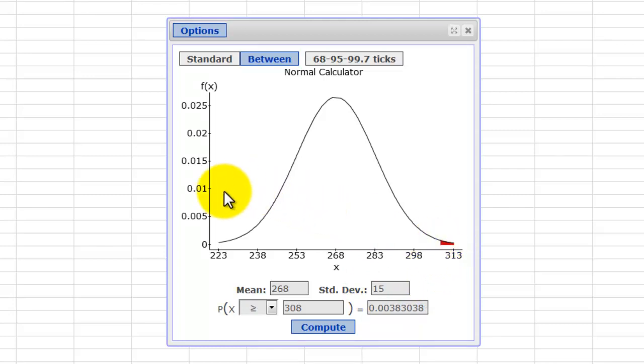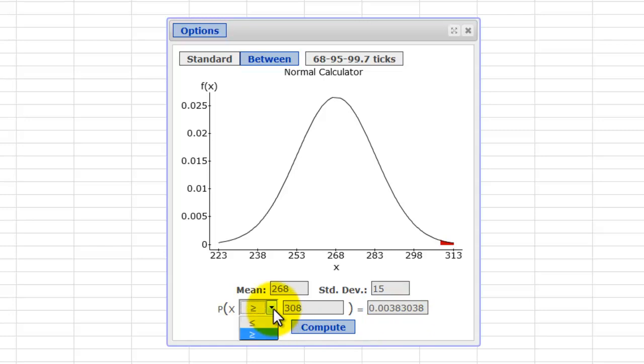So I always think it's good to sketch your problems by hand so that you have an idea that StatCrunch is giving you the answer that you would visually expect. That is this little tiny area to the right of 308. And because it's so incredibly tiny, that corresponds to this normal probability here being very, very small.